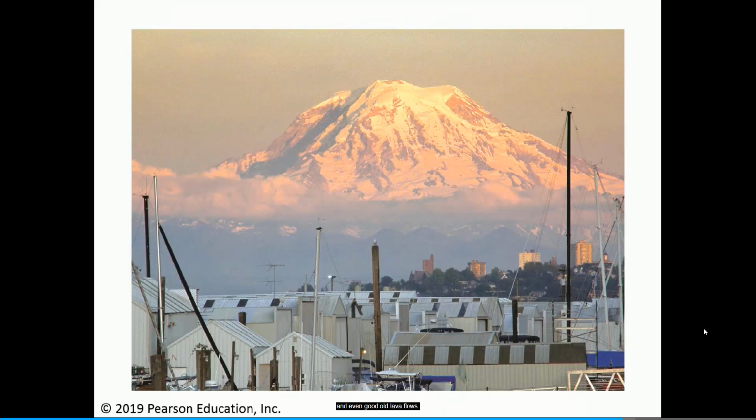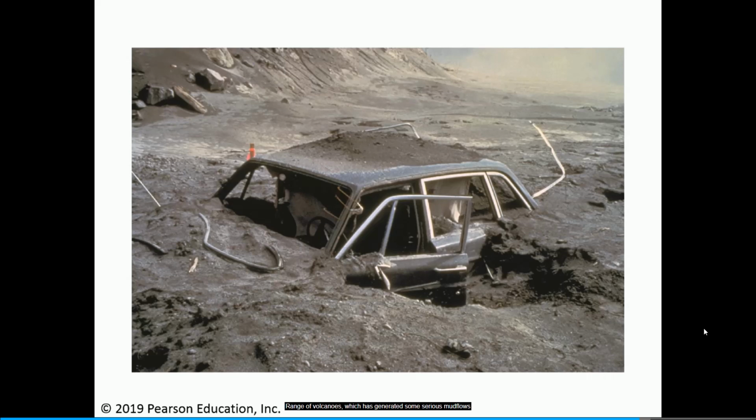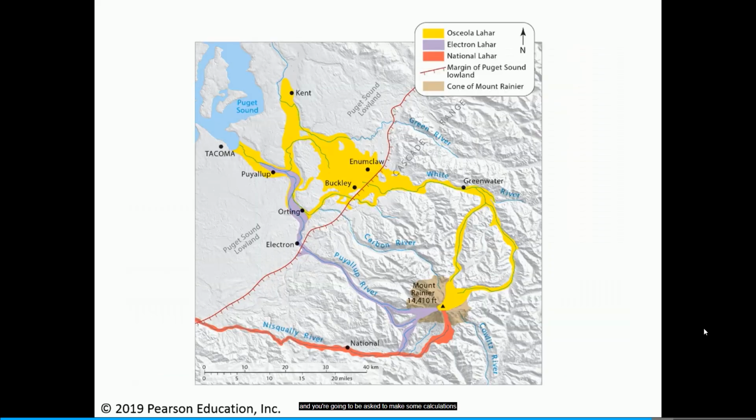We're going to take a look at Mount Rainier in the Cascade Range of volcanoes, which has generated some serious mud flows in the past. And we're going to give you a map, and you're going to be asked to make some calculations about how quickly these mud flows go down these various drainages towards different towns in the Puget Lowlands area.